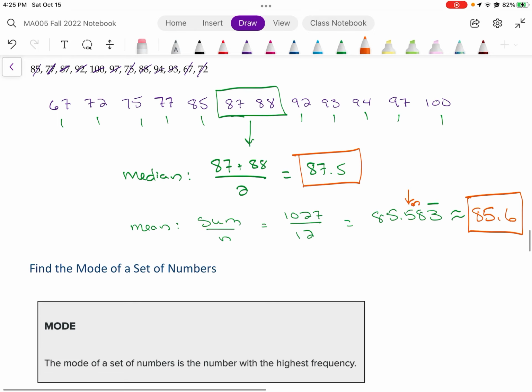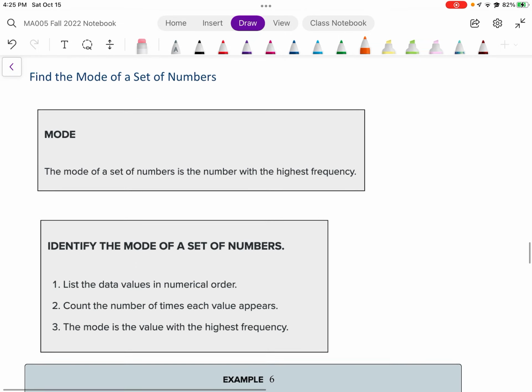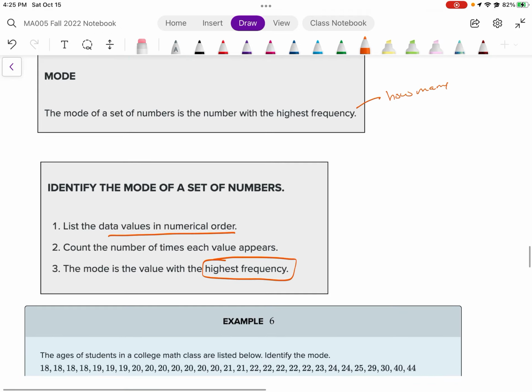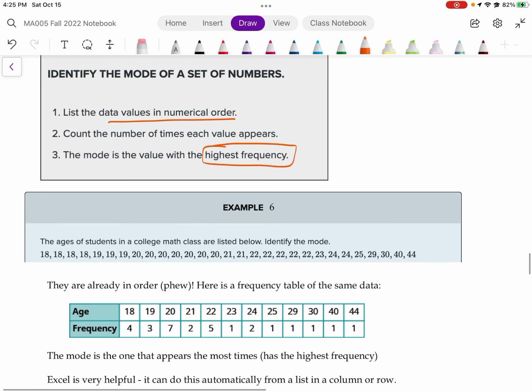Okay, so the next topic is mode. The mode of a set of numbers is the number with the highest frequency. The frequency means how many there are. So you're going to list the data values in order again. Once you've done it for median, you don't have to do it again. You've got it for mode. Count the number of times each value appears, and the mode is the value with the highest frequency. In other words, it's there the most. Okay, so let's look at an example.